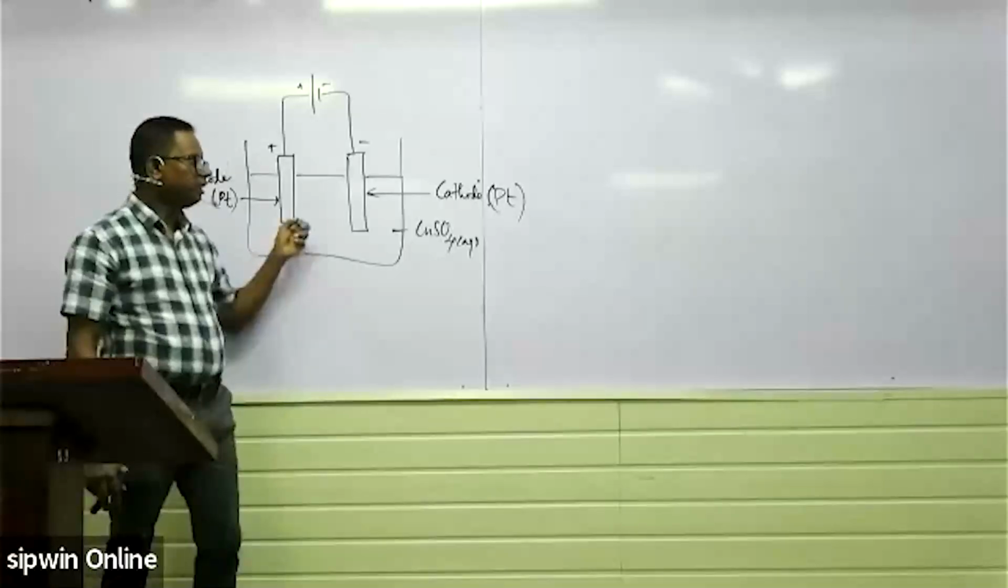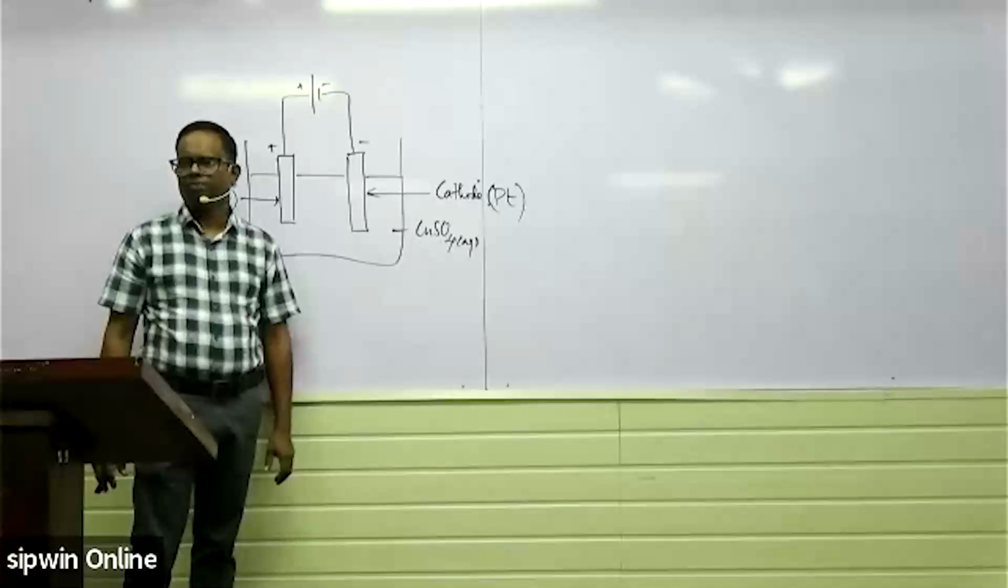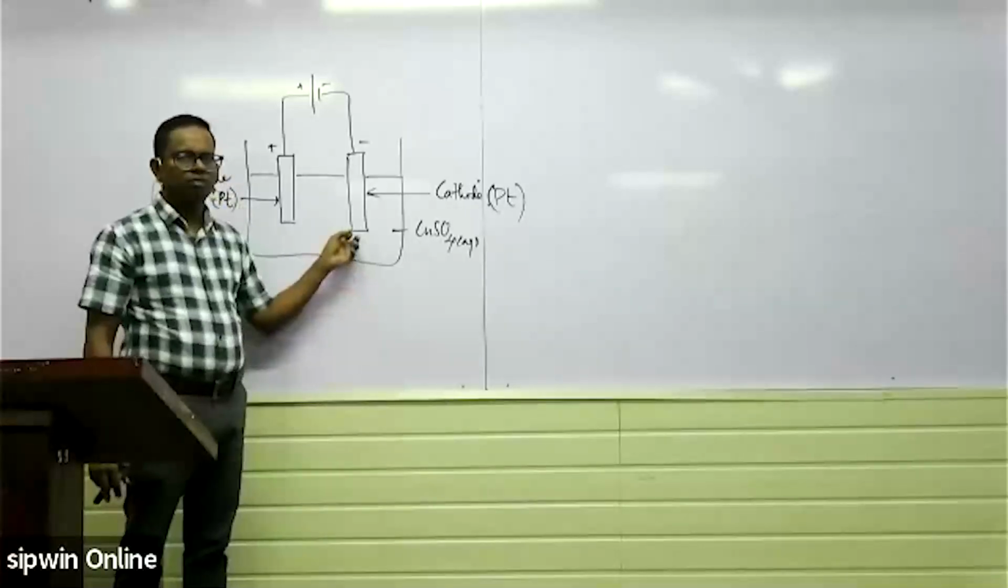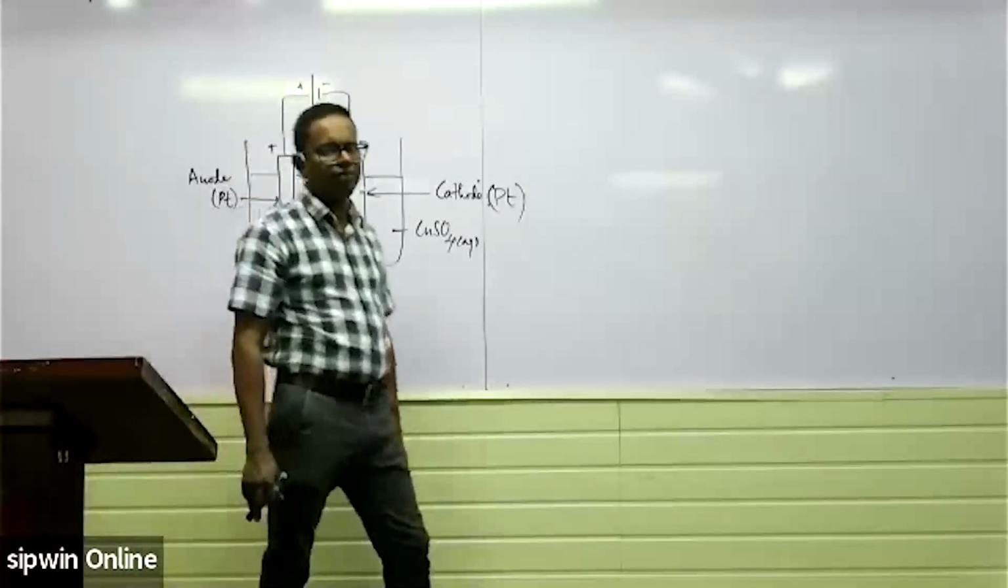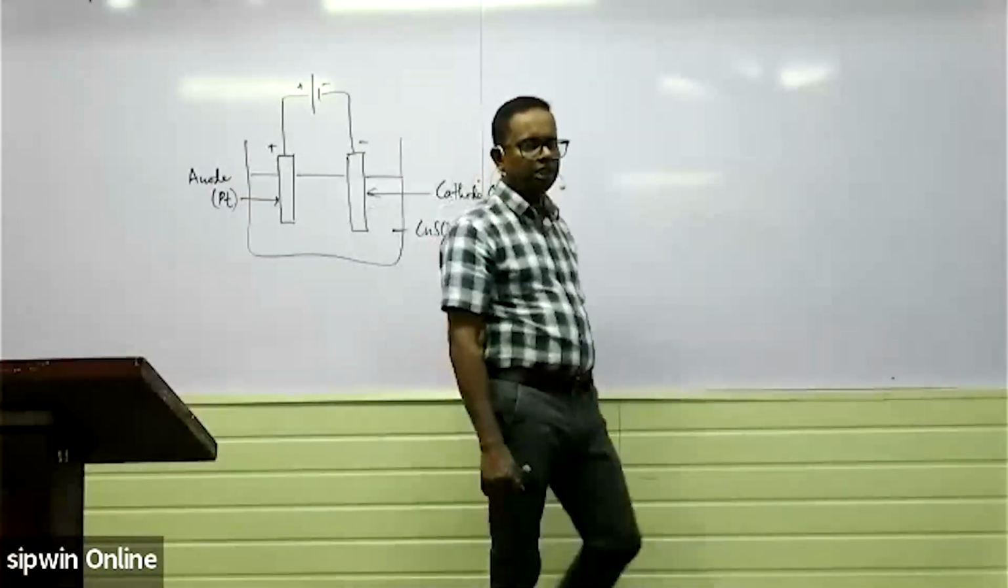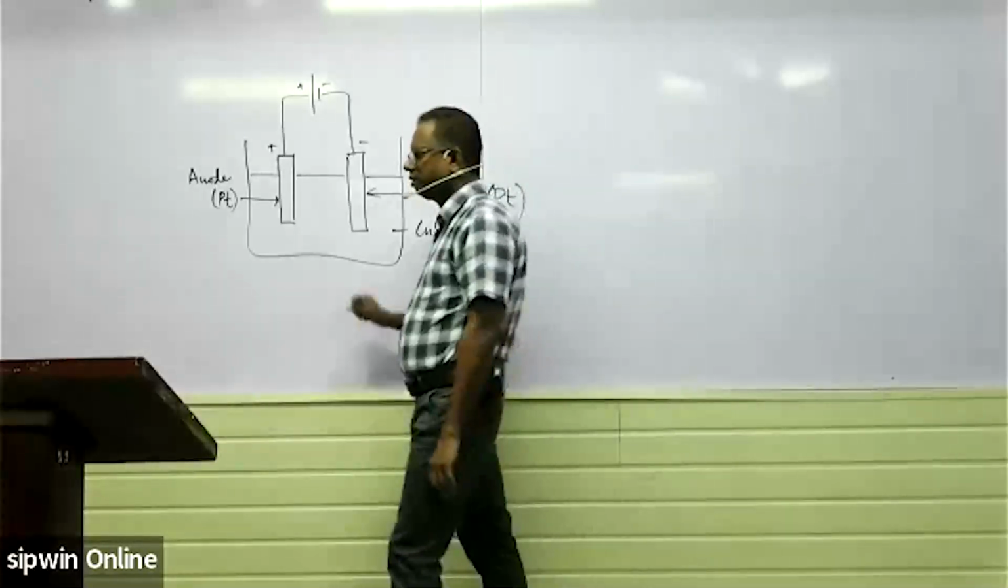Here, depositing copper. Deposition of metal here, copper. What happened to the solution? Blue colored solution, copper sulfate. Blue color gradually decreases. Let's write a few of these.